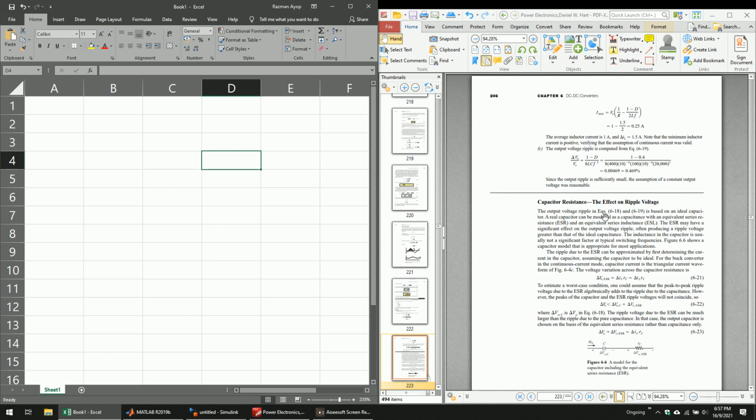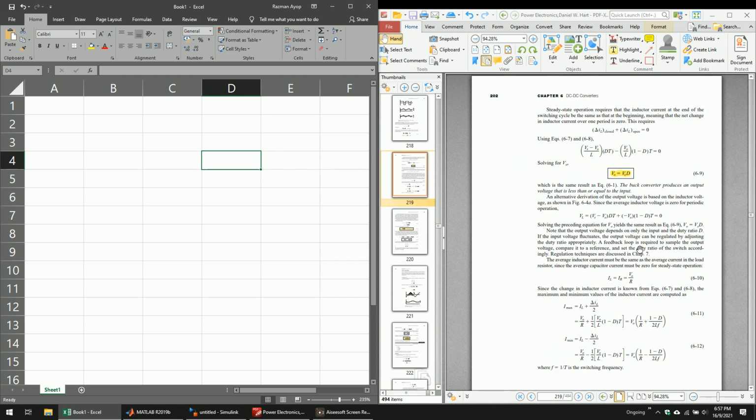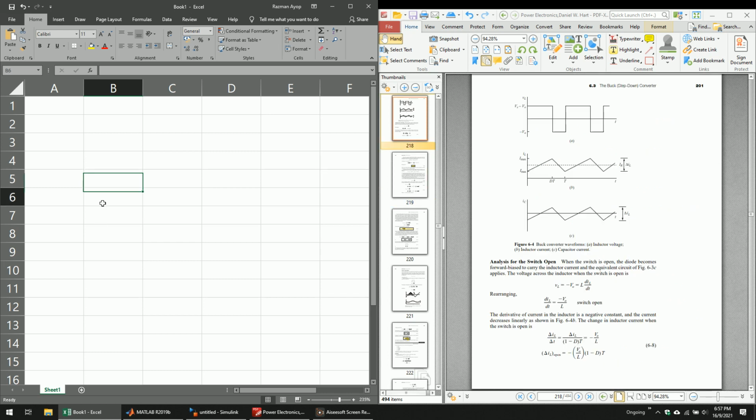So let's start with the design. I suggest you use Excel. It is a good way to see the difference. We start with, for example, two V out values. For example, you want to create 10 volt and 20 volt.